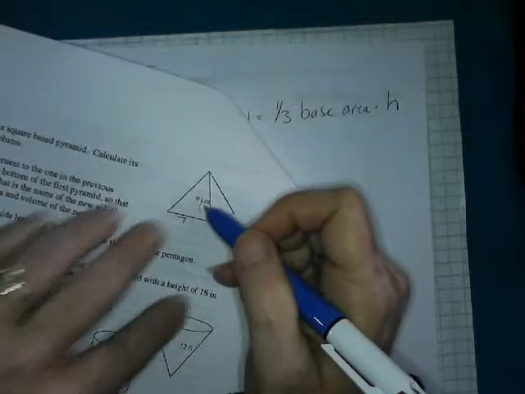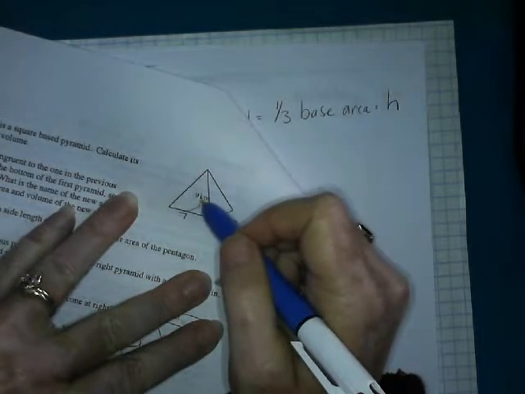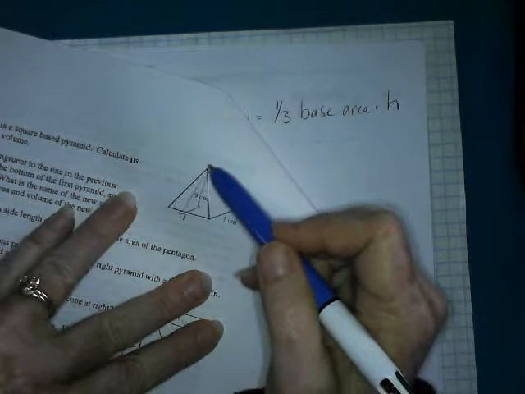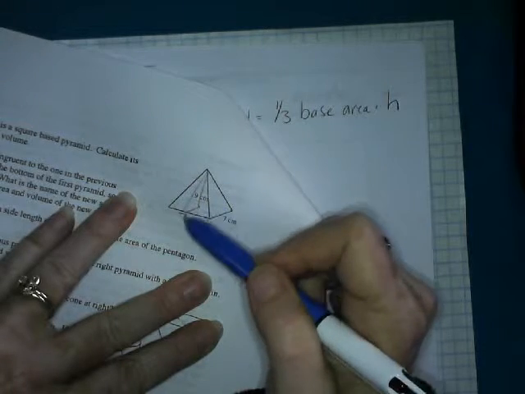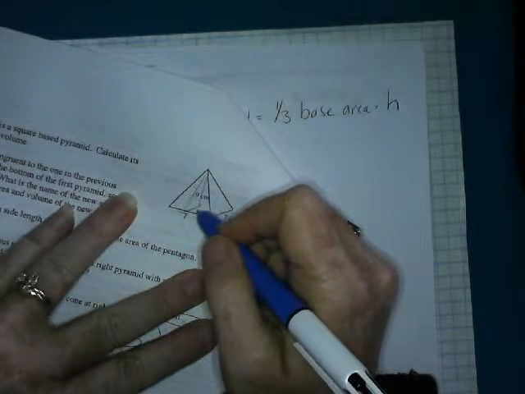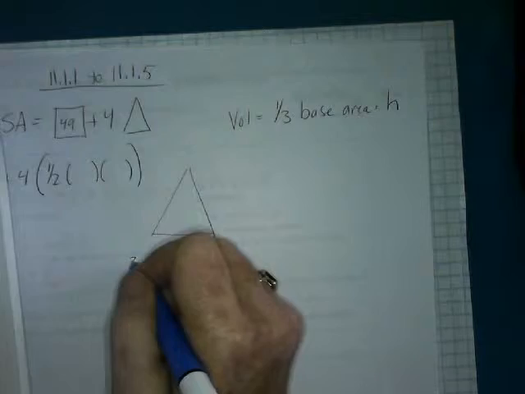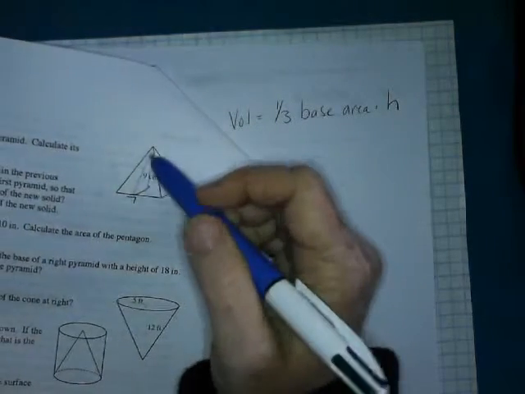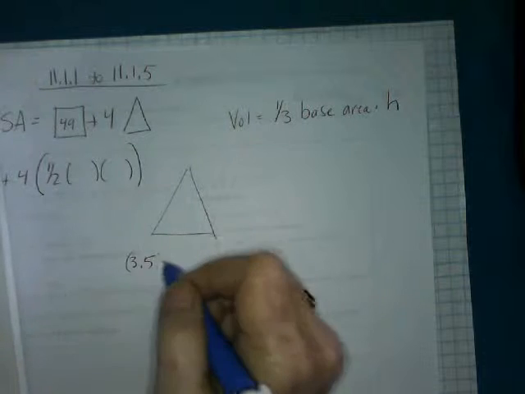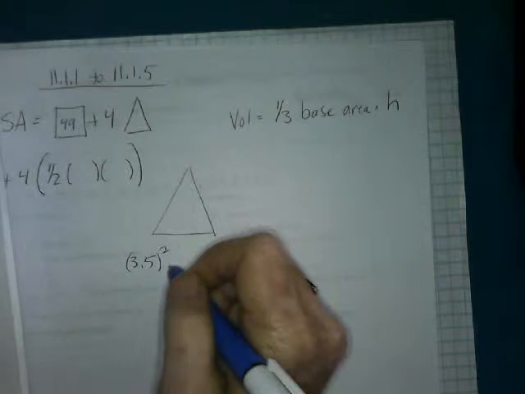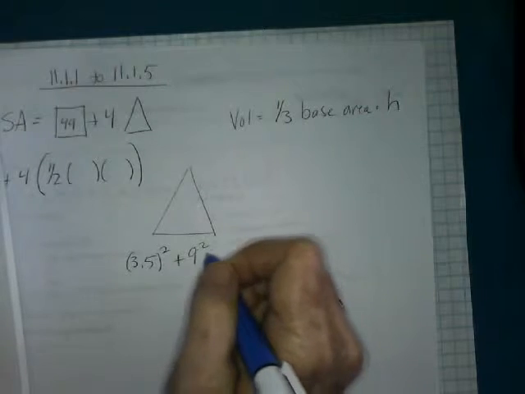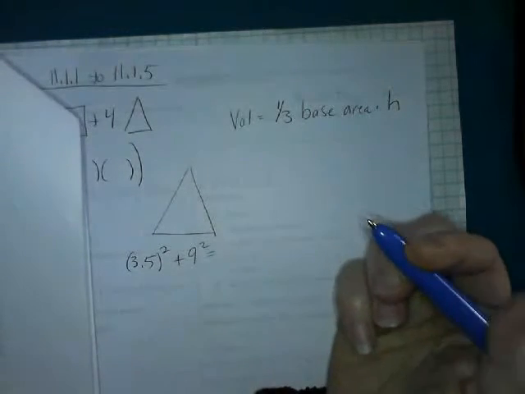So the slant height. We can imagine that there's a little triangle. This goes to the top. Does that look like it's on the inside? It's supposed to look like it's a little triangle on the inside. And this leg right here would be 1/2 of 7, so it'd be 3.5. Down here, 3.5. And then this is 9. So I'm going to use Pythagorean theorem. 3.5 squared plus 9 squared equals the slant height squared.